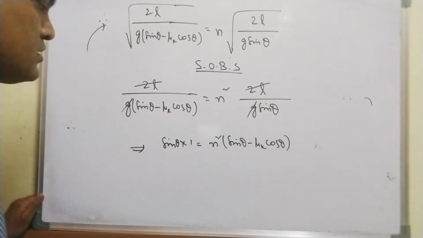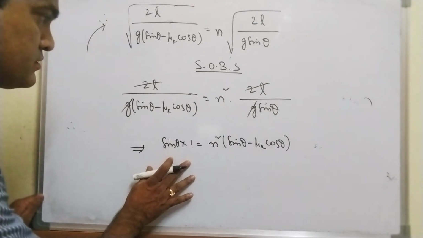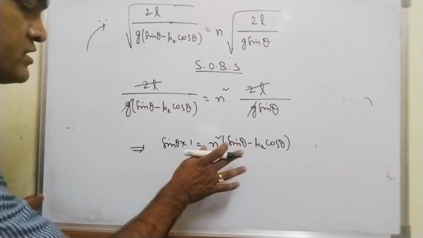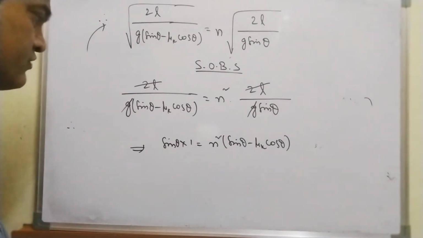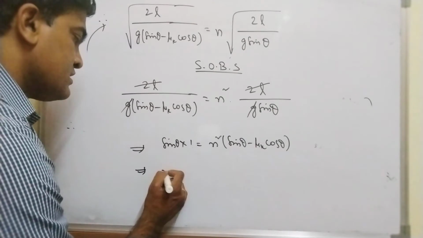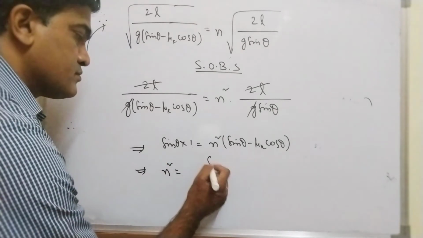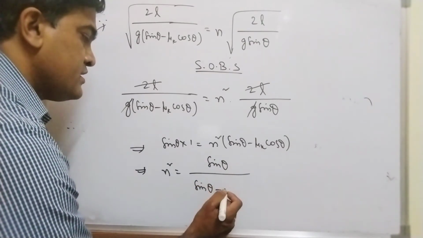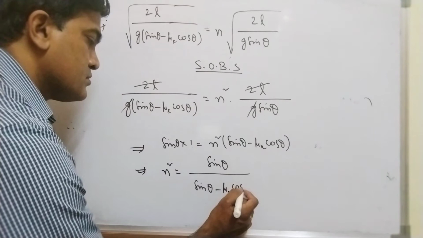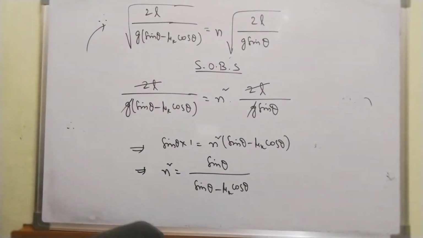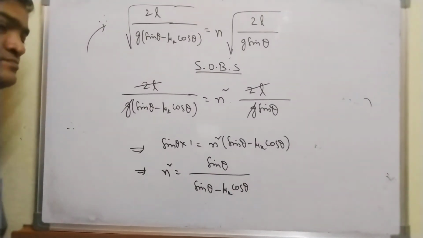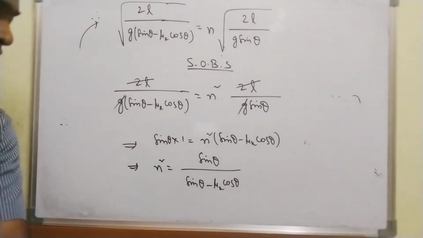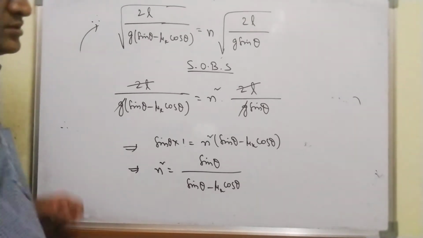Is there any mu term? Right? Yeah. So sin theta into 1 is equal to n square into sin theta minus mu k cos theta. Okay, from this, n square is equal to sin theta upon sin theta minus mu k cos theta. Is it not? N square is equal to sin theta by sin theta minus mu k cos theta.